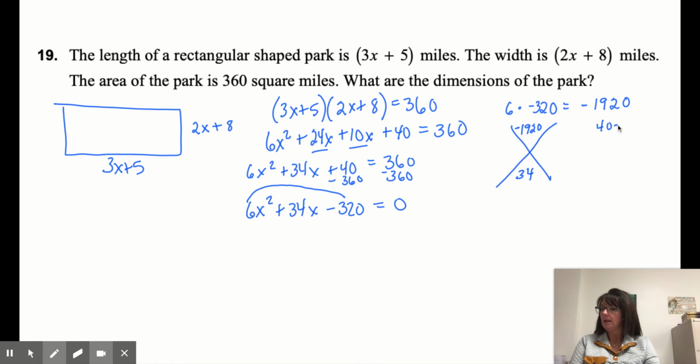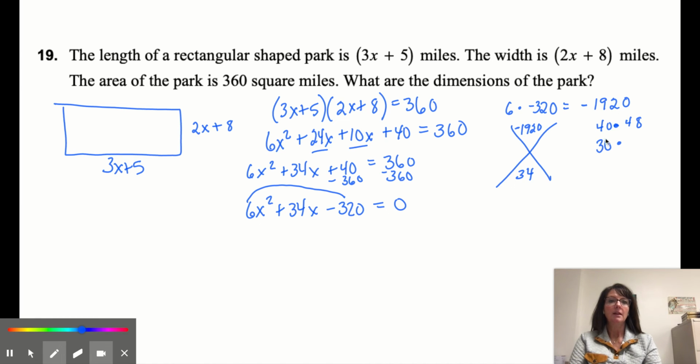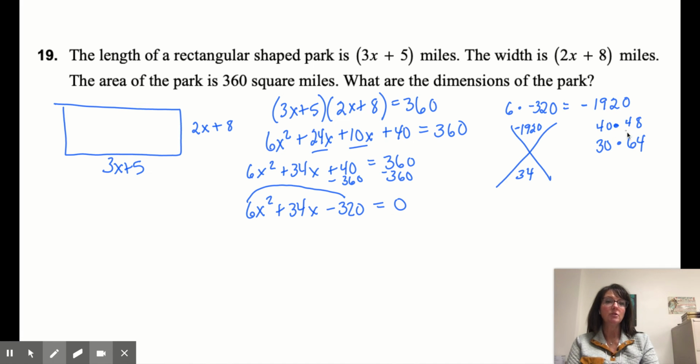So we would get 40 times 48. Well, the difference of these two is 8, not 34. So that's not going to work. So let's try 30. 1,920 divided by 30 is equal to 64. The difference between 30 and 64 is 34. So just from using some logical, problem solving techniques, you just don't want to start with 1. 1 times 1,920 is definitely not going to give us a difference of 34. So the numbers had to be a little bit closer together.